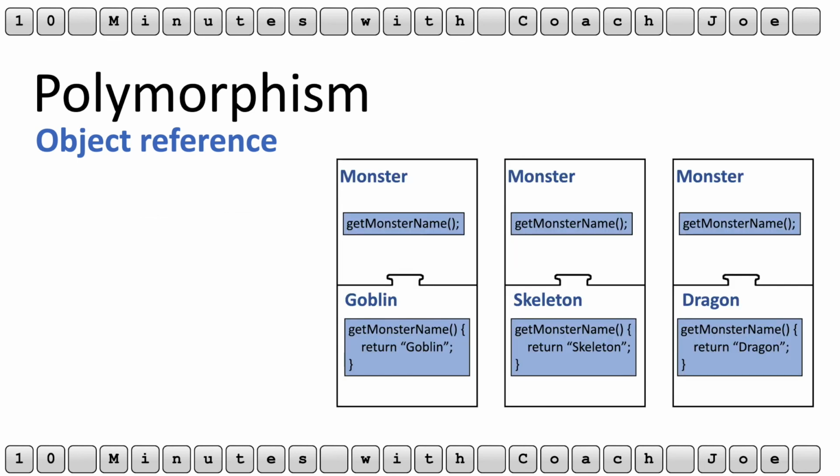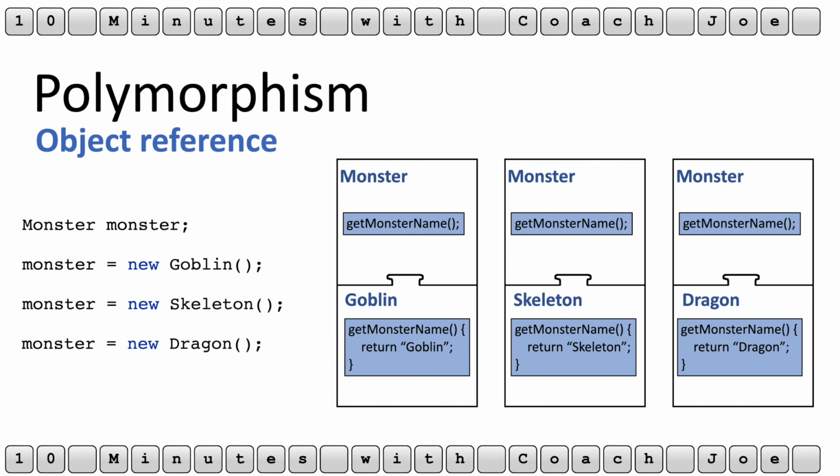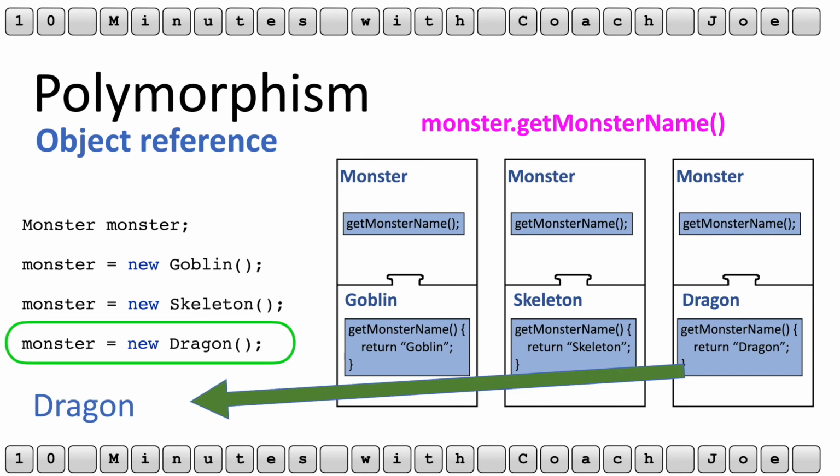The important part to remember with object reference polymorphism, you can have many classes using a monster abstract class or interface. The variable monster could be a new goblin, a new skeleton, or a new dragon. And the request for monster.getMonsterName method will return the value from the appropriate class. One variable that has many forms.